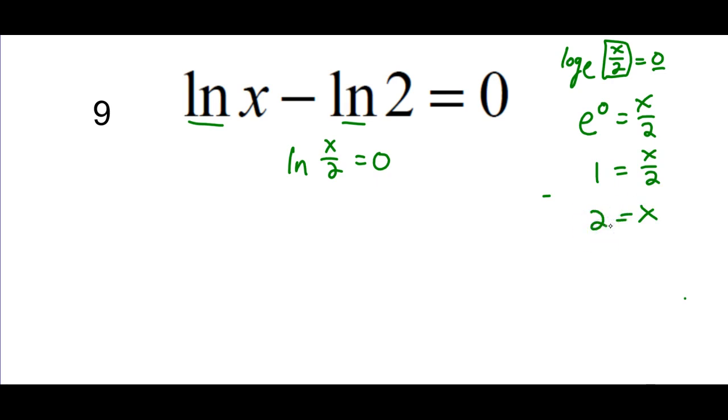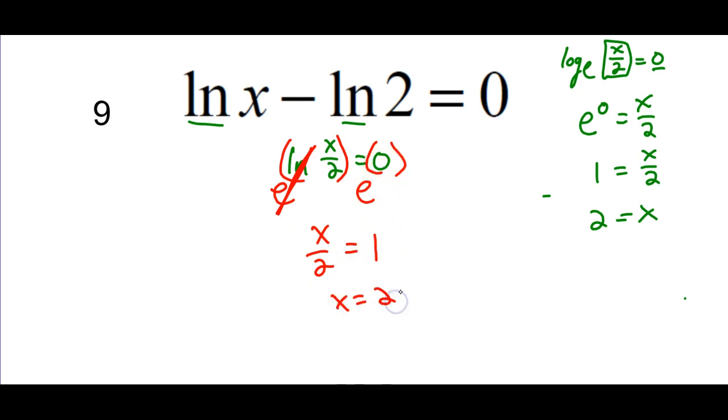If we take the exponential of both sides, well, it's just saying e raised to this is equal to e raised to this. And so these two are inverses on the left side, so they cancel, and we get x over 2 is equal to e to the 0, which is 1. And so we get x equals 2 there as well.